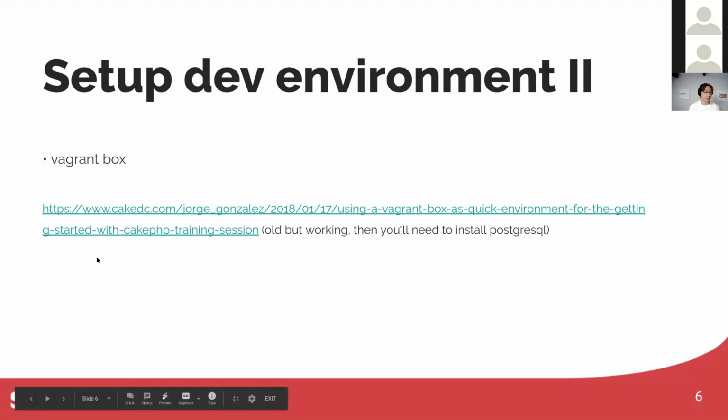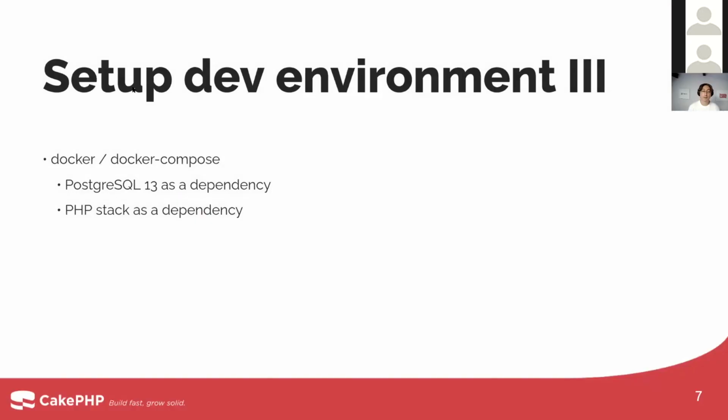You have this reference here in the case you don't know what to use. It's a very small article I created a couple years ago, when we were using Vagrant for our training sessions in the Cake Software Foundation. And you can use this one. It's a little bit old, but it just works. So just Vagrant, set up your file, and then Vagrant up, and you will have a full development environment set up, ready to rock, right?